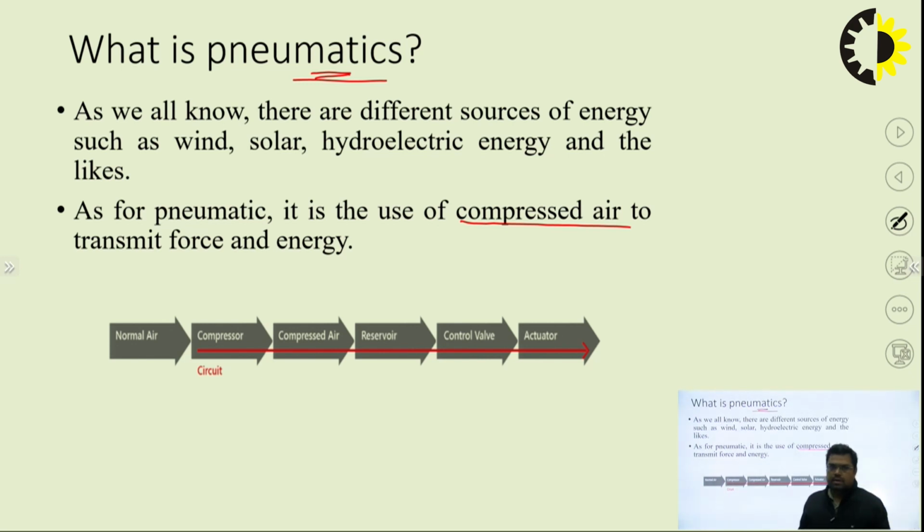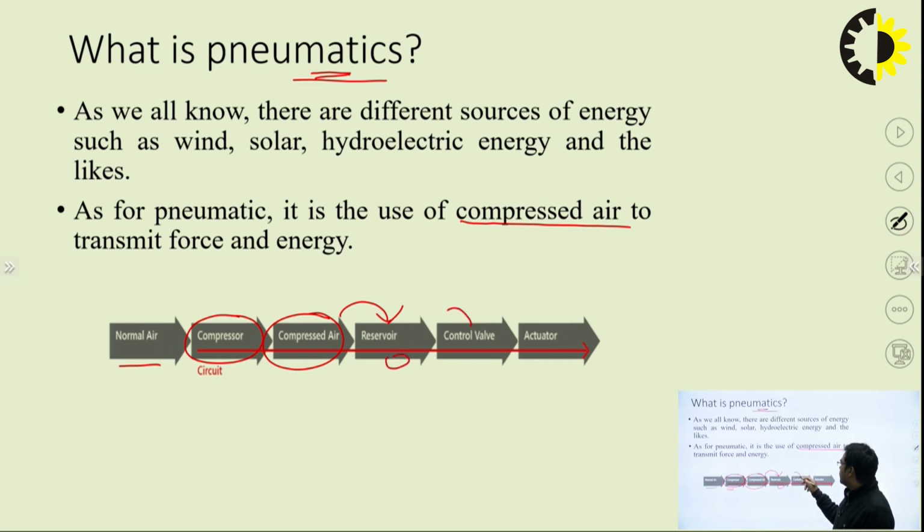So what are the components or basic blocks of the pneumatic system? With the help of normal air, which is always available in the atmosphere, we use the compressor block to compress the air. Then we use the reservoir, where we store the compressed air. So this is a kind of storage system.